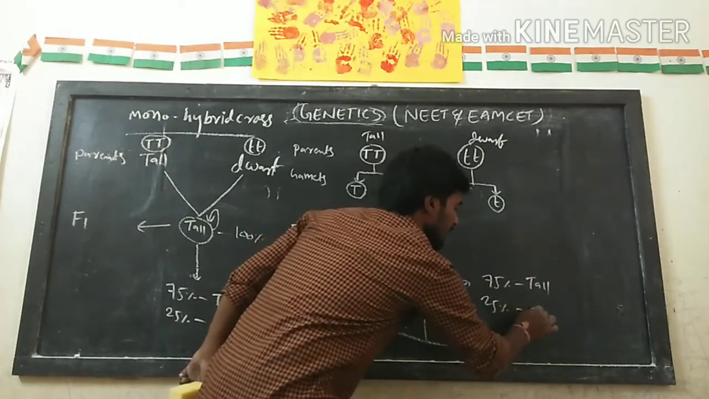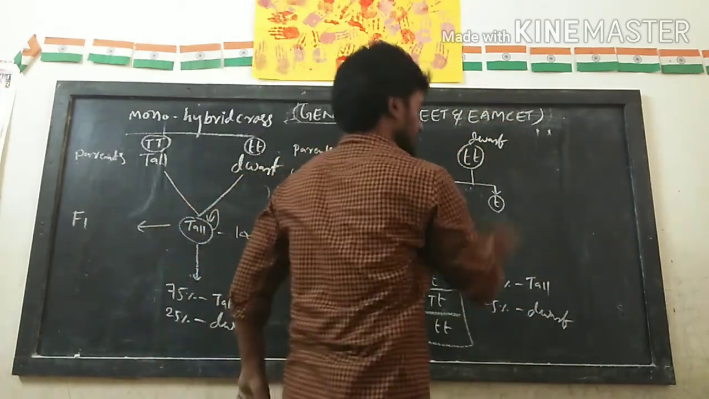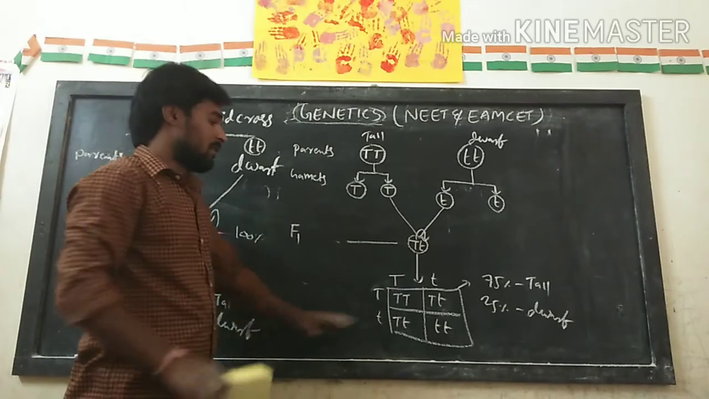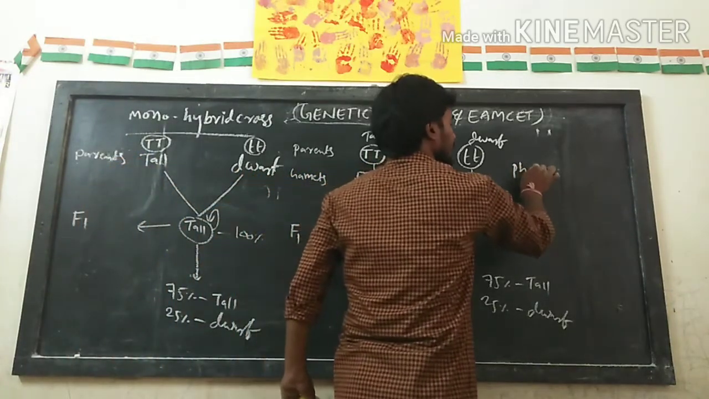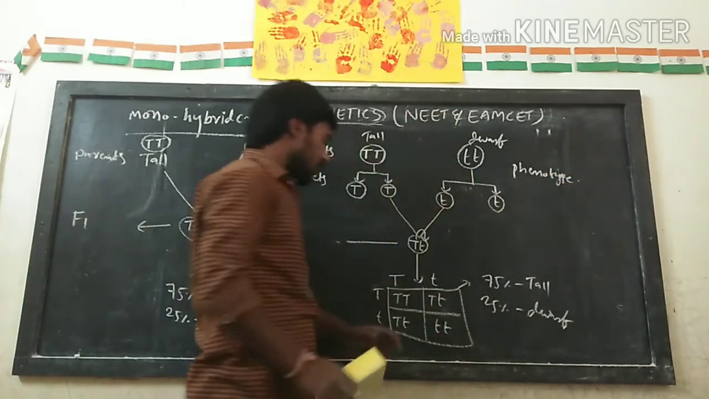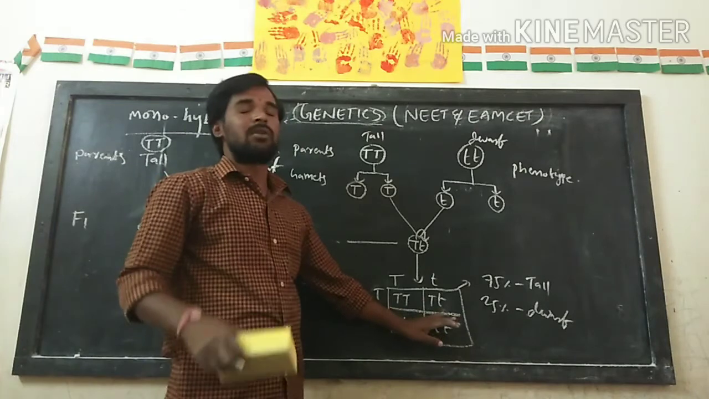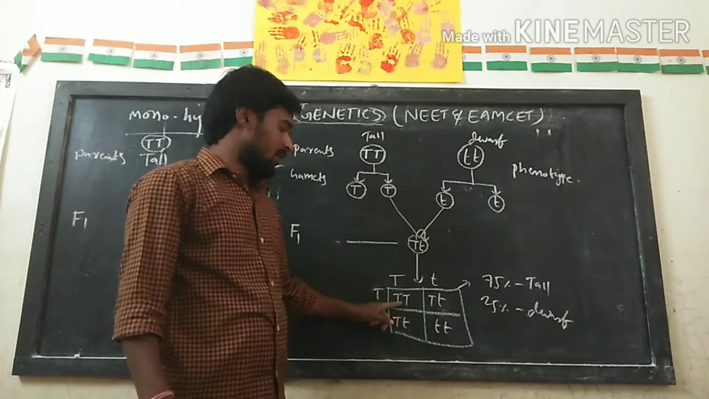25% plants are dwarf. Then the phenotype ratio is, phenotype means what? Physical appearance of the plant. Simply, phenotype means the plant which is visible to the outside. What is the visible character of this plant?